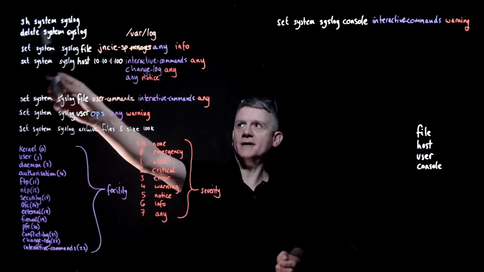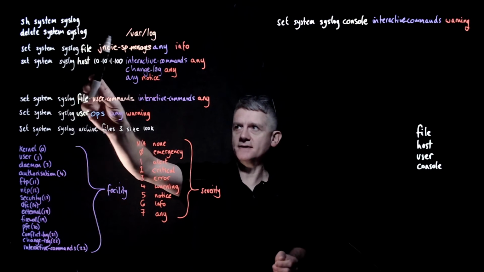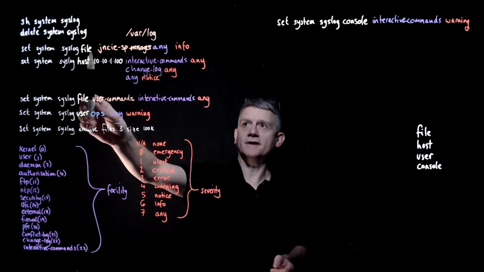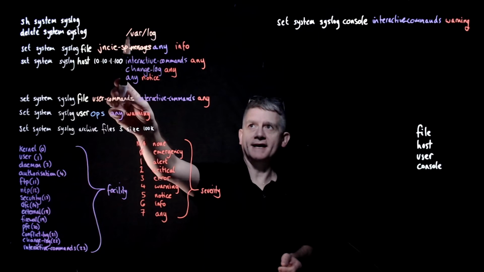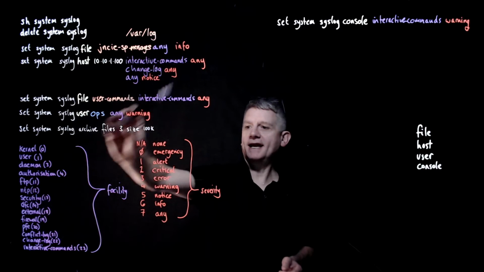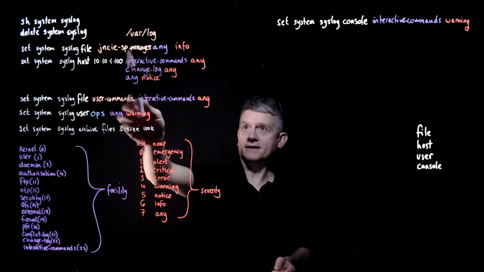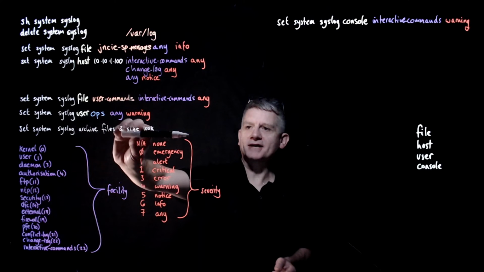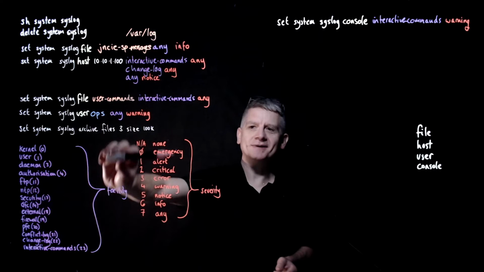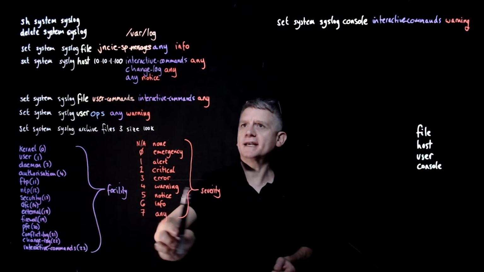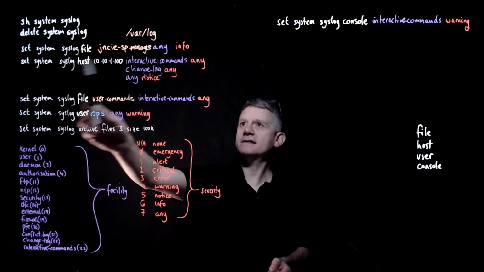Now in our example, we're going to be deleting the syslog, and then we're going to be putting it in fresh. So set system syslog file. This is going to create the file in /var/log, and we're going to be putting any of the facilities into the file at the level of info, which is all of the messages up to and including info. So these two are working as a pair. Okay, so let's look at the next line.